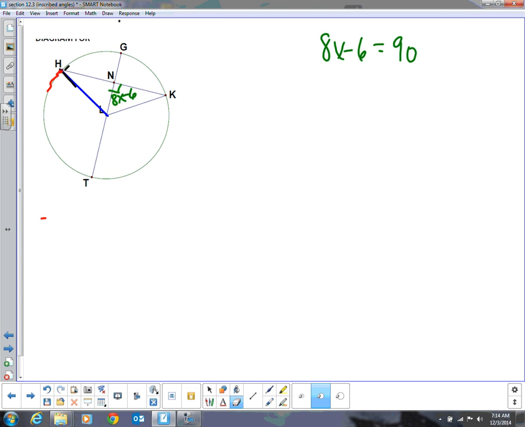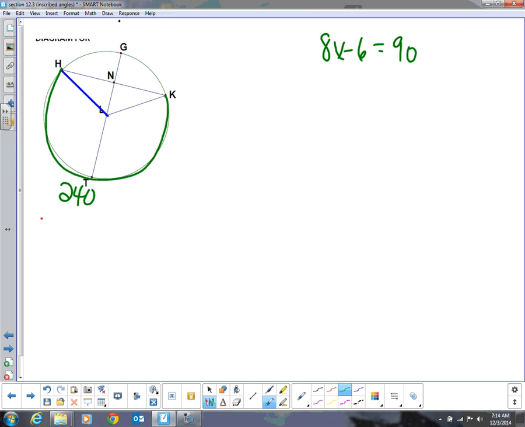Yes, sir. 13. All right, we've got HTK. So that's a big arc. Where is it? All the way around there, that is 240 degrees. If this is 240, let me get a different color. What is this right here? How did you get that? Do I have to see 360 minus 240? And that is going to be 120.